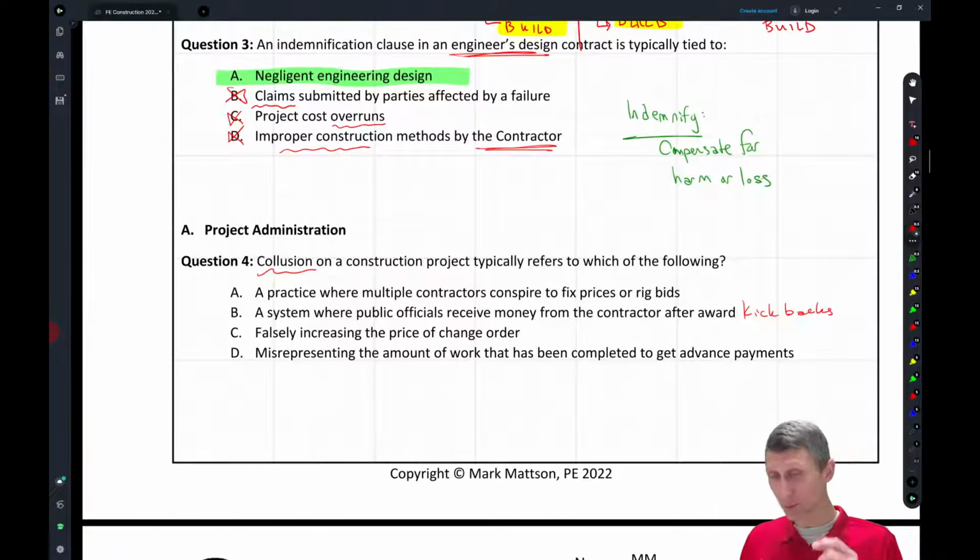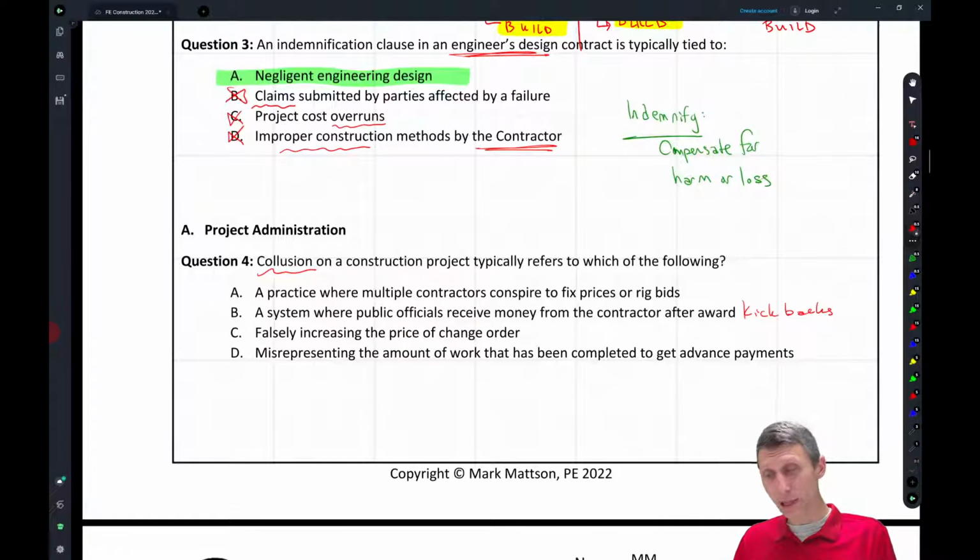But does falsely increasing the price of a change order happen all the time? All the time. Was that a false? Did he falsify it? I don't know. Maybe it was just one of those ones where they wrote an extra zero in there by accident. I don't know. I don't really care at this point, but it does happen.